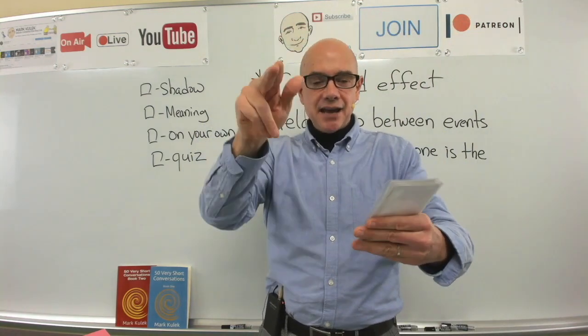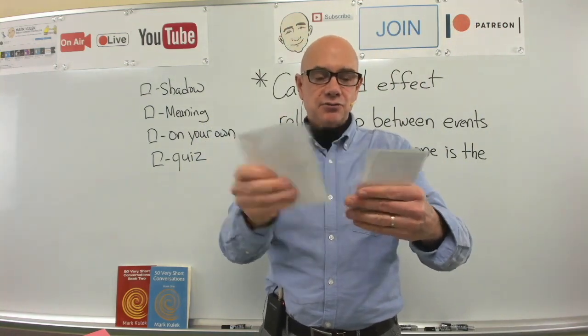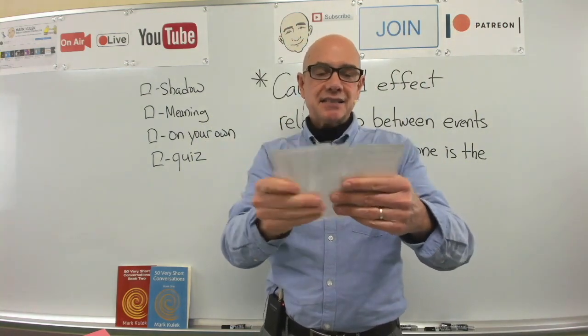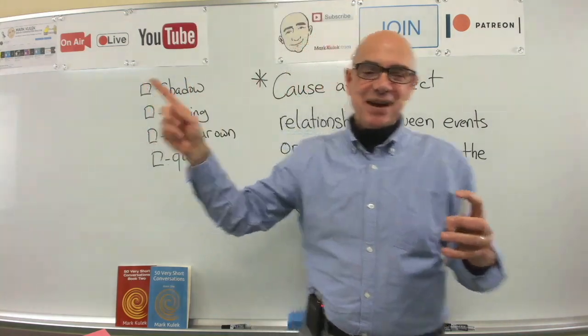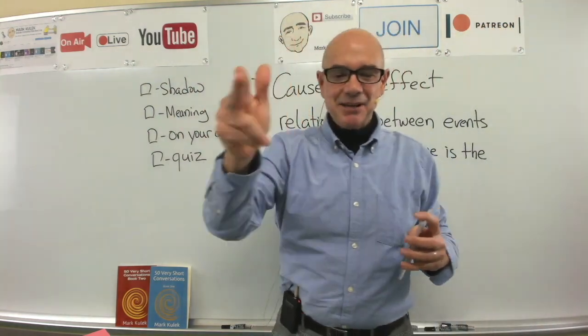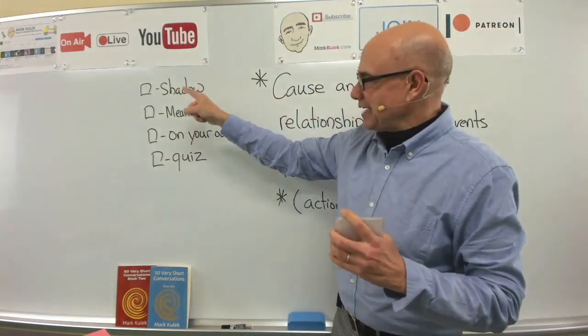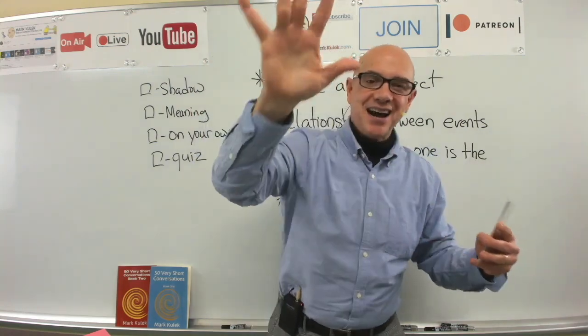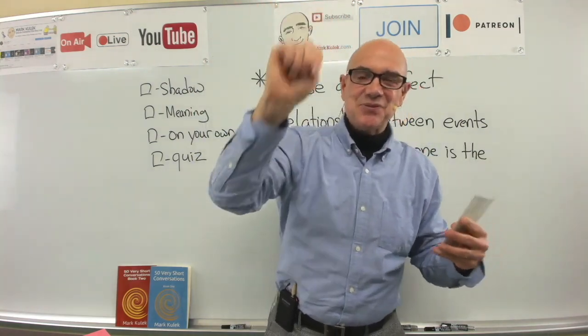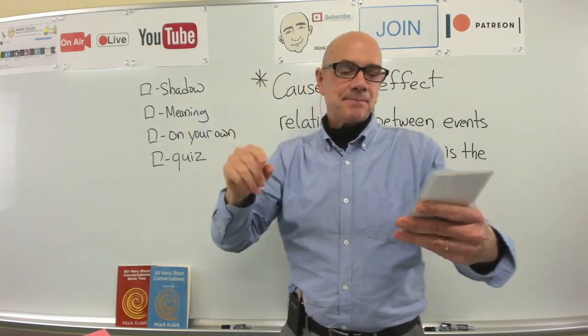Now, for today, we have 1, 2, 3, 4, 5, 6, 7. We have 8 cards to shadow. That is 8 sentences about cause and effect. Okay, so let's go ahead and do it. All right, shadowing step one. Count down. 5, 4, 3, 2, 1. Here we go. Card number 1.